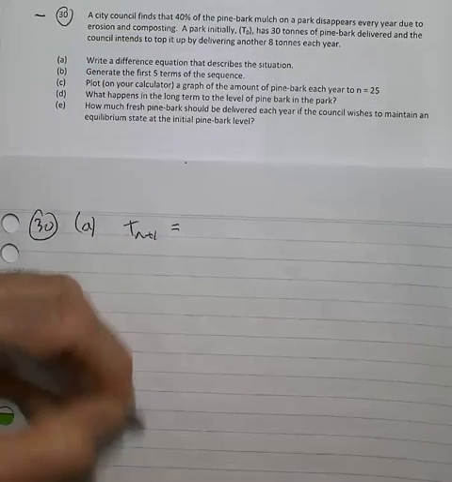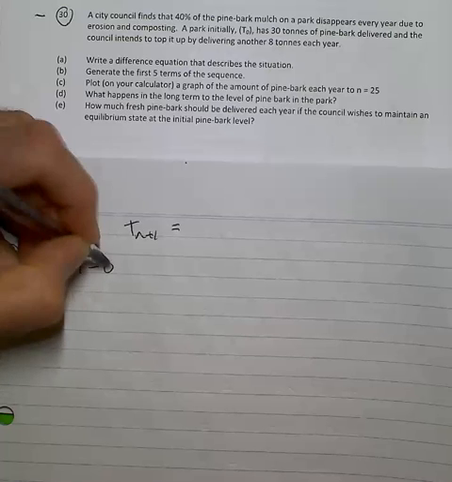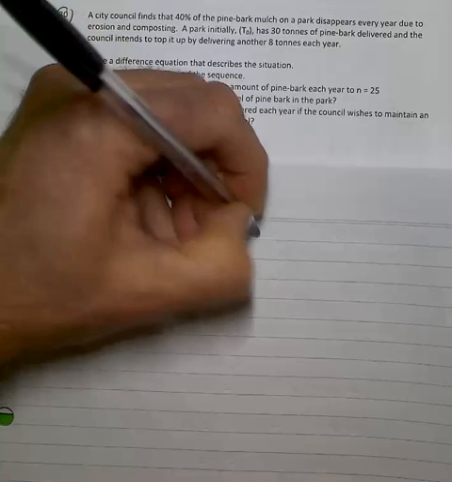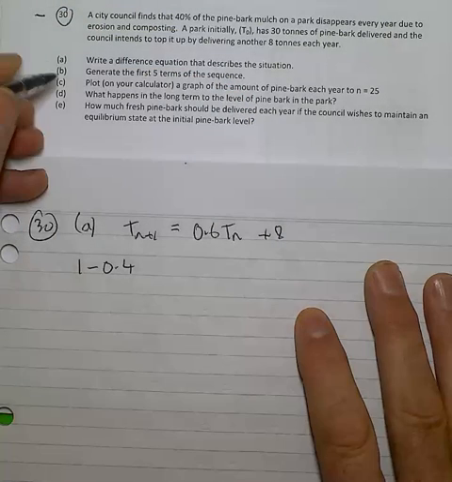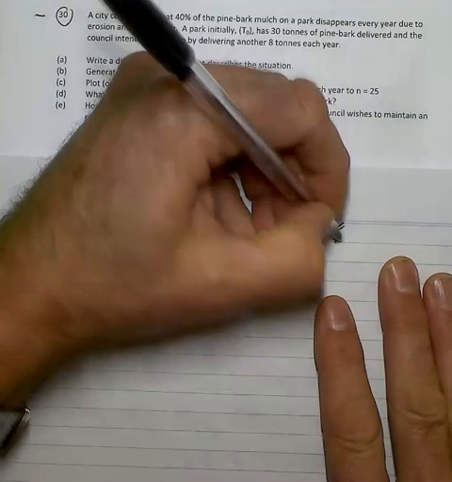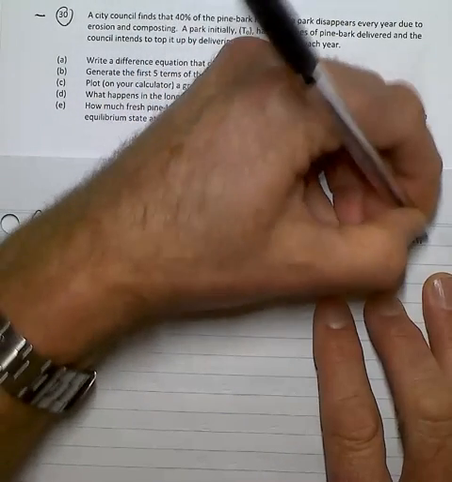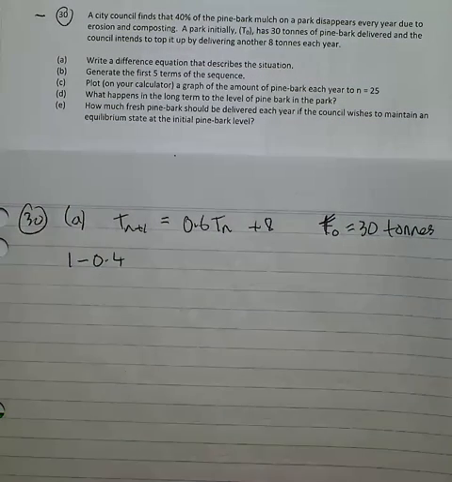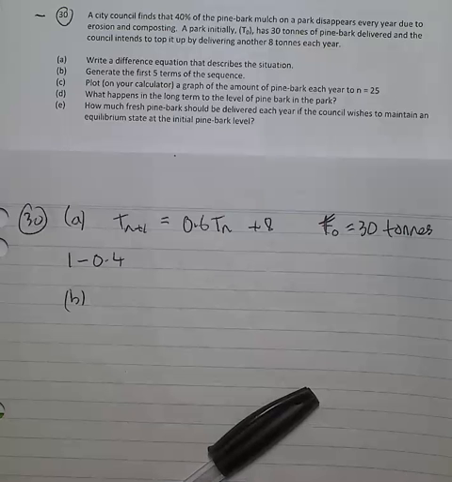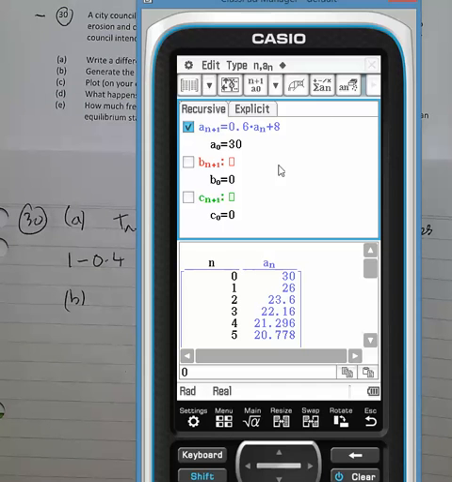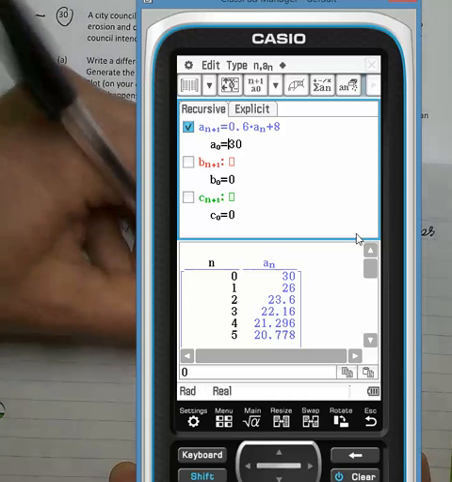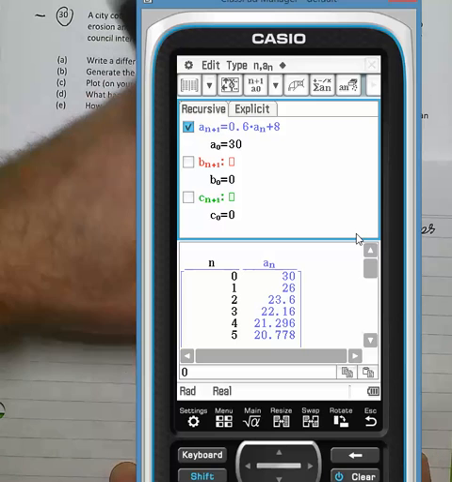Now, 40% disappears, so that's 1 minus 0.4, or 0.6 times Tn, and they top it up by 8. Initially, they have 30 tonnes, so T0 is 30 tonnes. If we generate the first 5 terms of that, easy to do on the calculator, this is what we'll have. 30 drops to 26, 23.6, 22.16, 21.3.